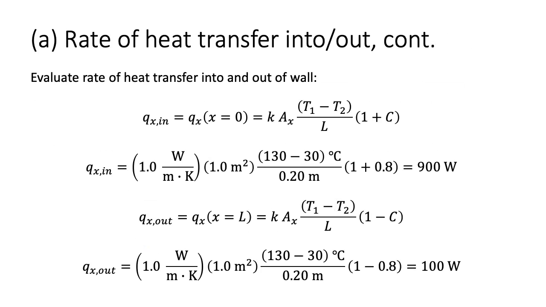Next, to get the heat transfer rate into and out of the wall, we evaluate this function at the inner wall at x equals 0 and the outer wall at x equals L. Substituting in values, we get that 900 watts is entering the wall from the inner high temperature region and 100 watts is leaving the wall to the outer room air.